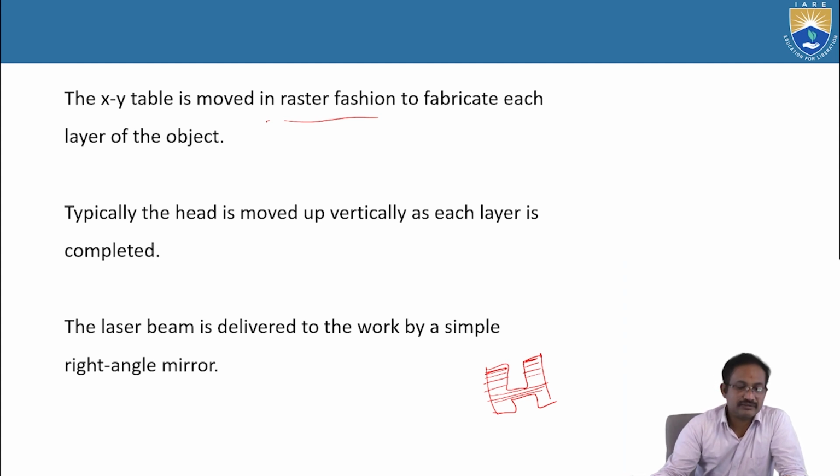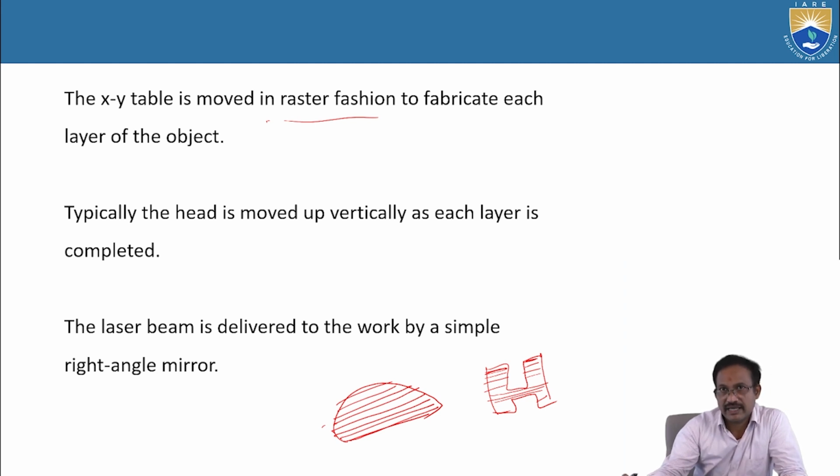Okay, right. Typically the head is moved up vertically as each layer is completed. So after completion of each layer only, again the next layer will happen. Let us say this is in 3 dimension, then layer by layer it will be added. Suppose if you take a shape like this. In the first instant this would be, again second instant, again third instant. See here the profile is not uniform, so different cross sections. So it will occupy layer by layer.